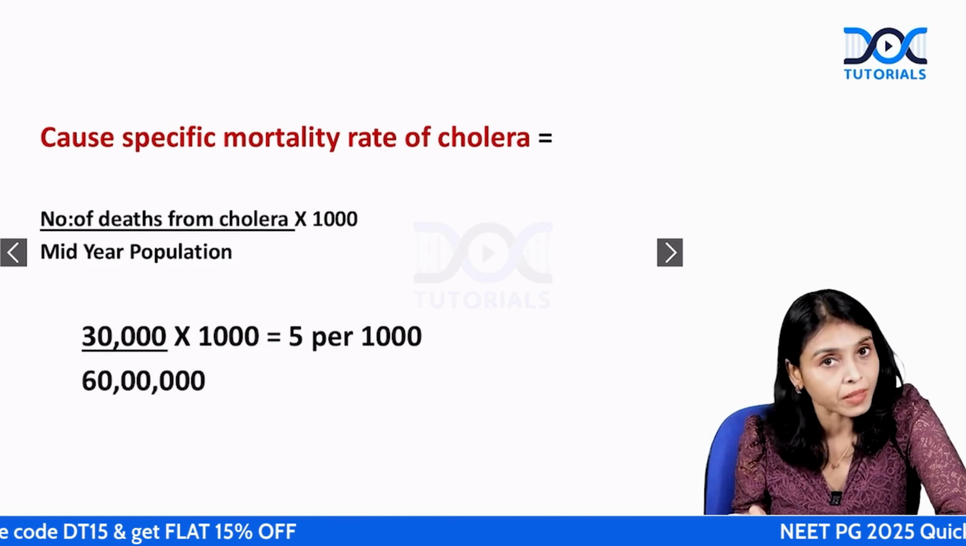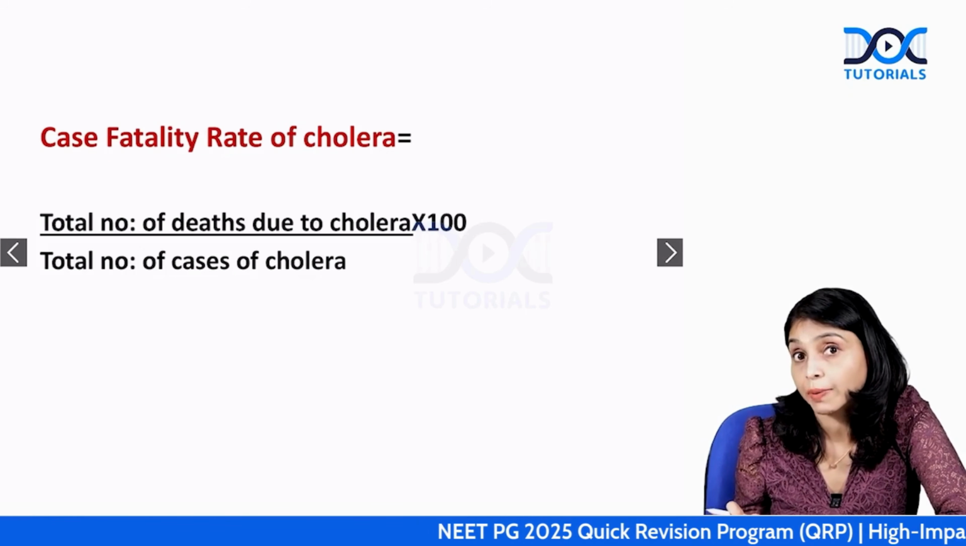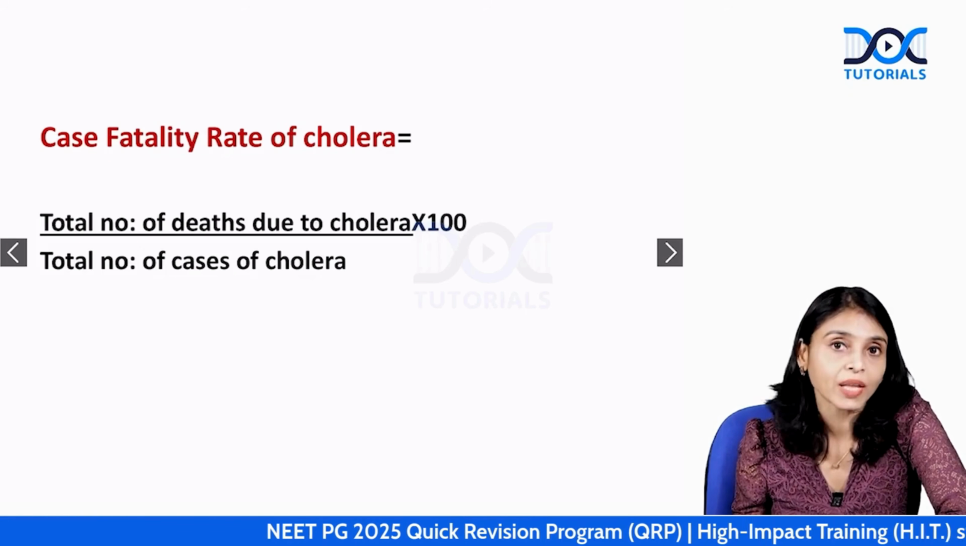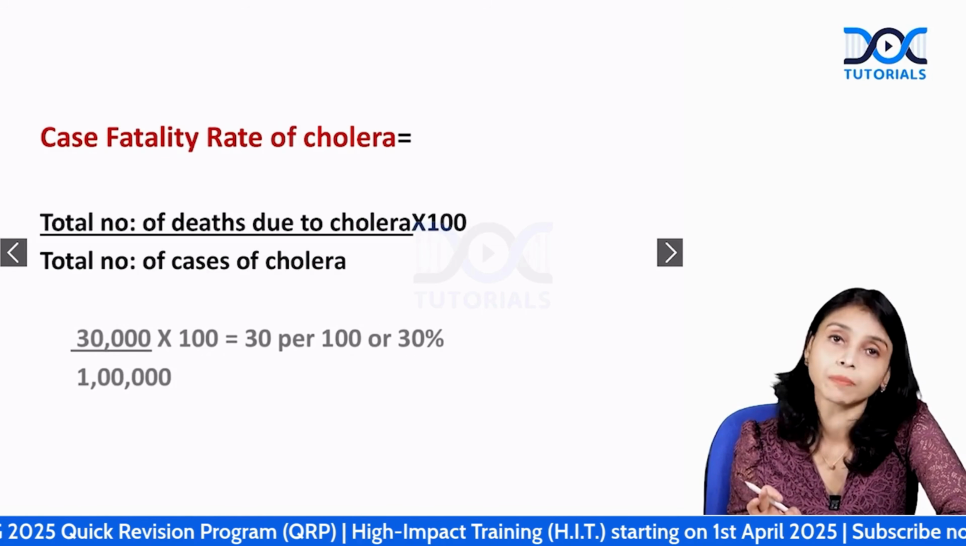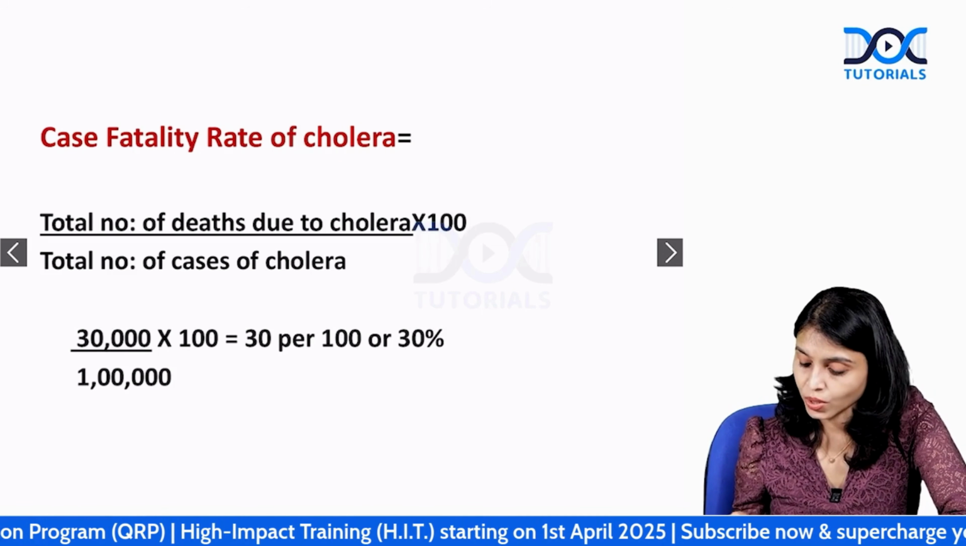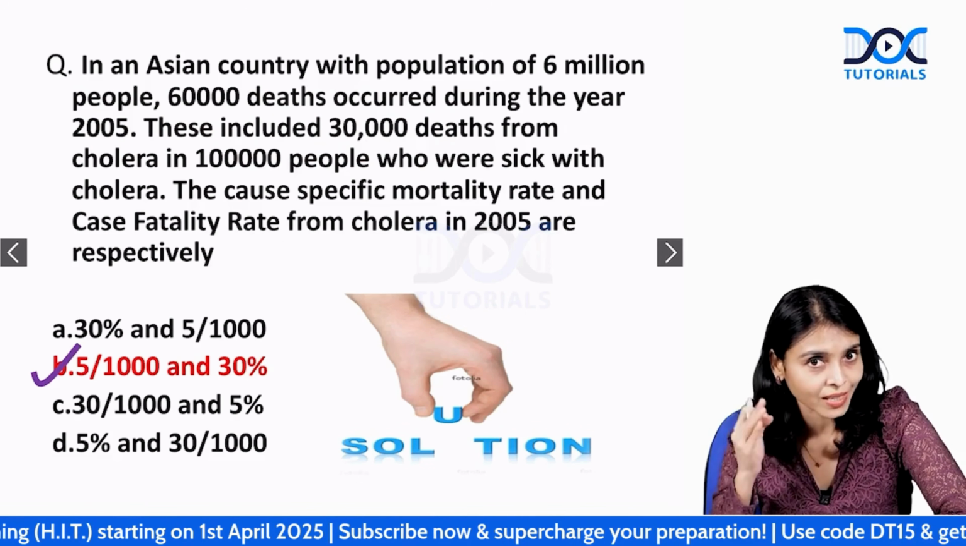So that'll be 5 per 1,000. And case fatality rate will be total number of deaths from cholera divided by total number of cholera cases into 100. So that will tell you what percentage died because of cholera. And the answer is 30%. Okay, so this will be the type of questions that you get. A tougher version is what I'm showing you.